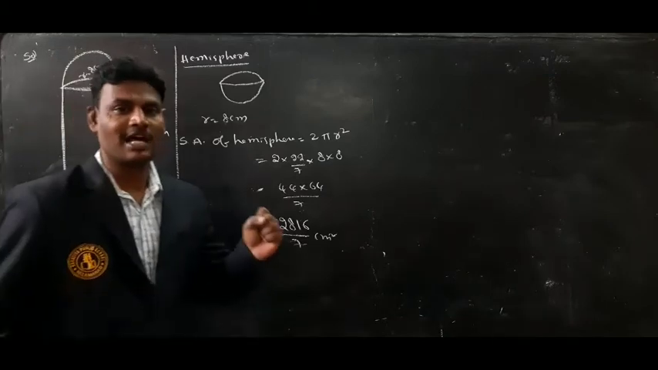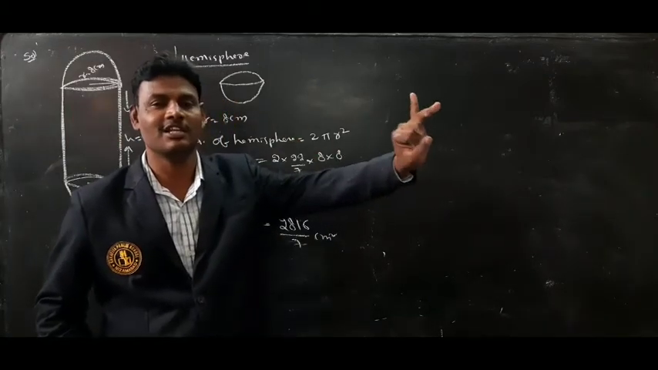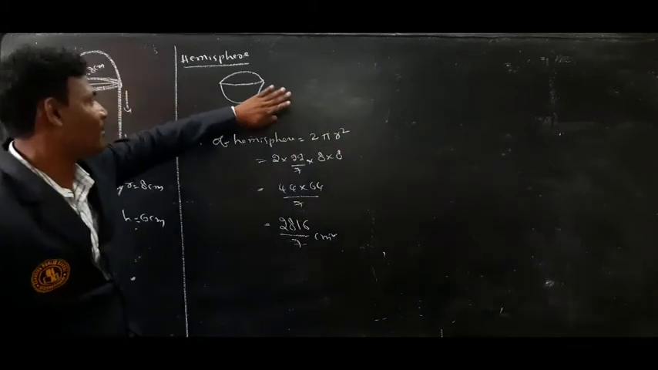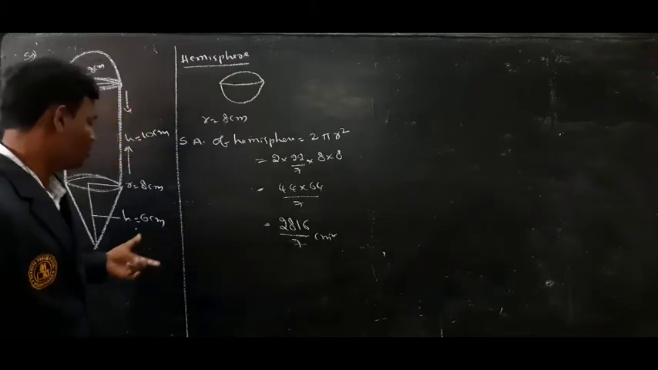So here the solid is a combination of three figures: one is a hemisphere, one is a cylinder, and one is a cone. So I completed the surface area of the hemisphere. Next I am going to take the cone.